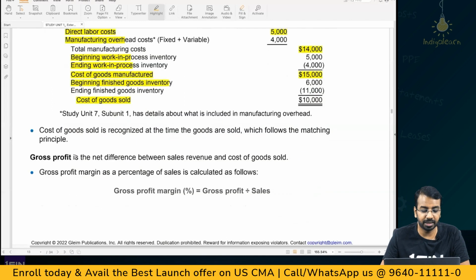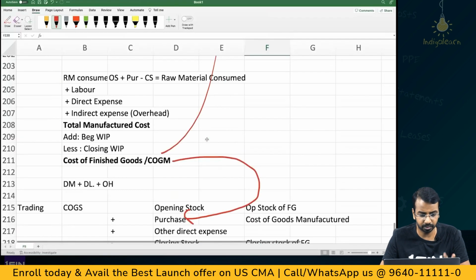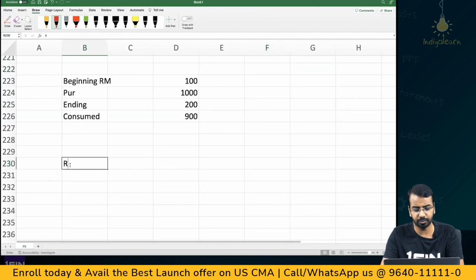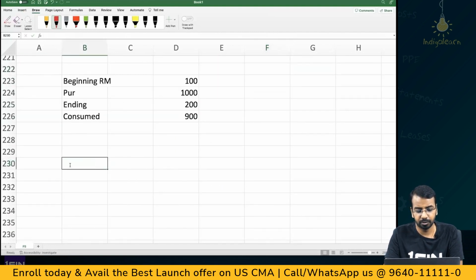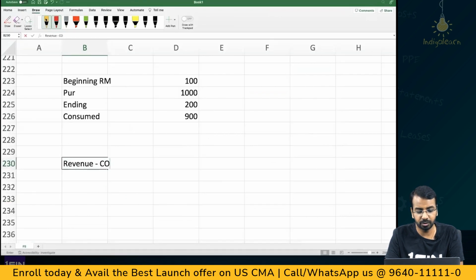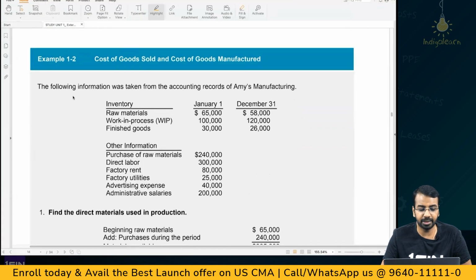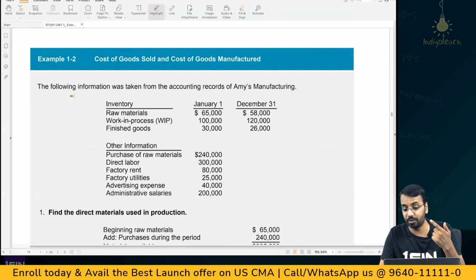Any doubt? Then, as I told you, gross profit is the difference between sales revenue and cost of goods sold. We have already covered it, and somewhere I had mentioned it. Revenue minus COGS will give me GP, and GP percentage is given by GP divided by revenue. So quickly, let's take this example. Simple examples, but it will help us enhance our concepts and will help us in MCQs, especially in cost management.